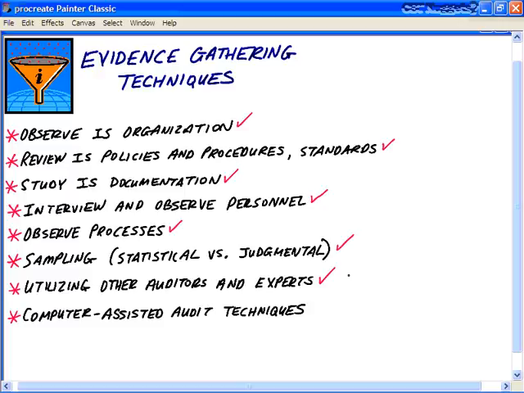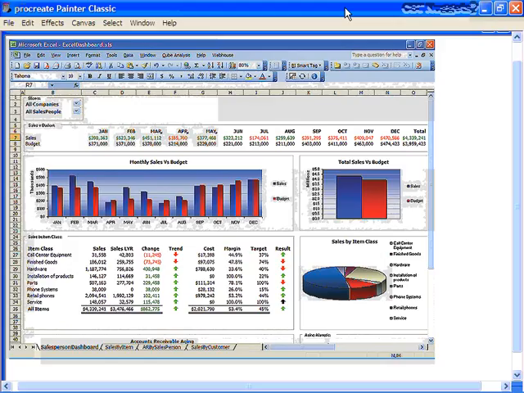And then finally, we want to look at computer-assisted audit techniques. This is cutting-edge, bleeding-edge technology to help us not only gather evidence, but conduct our audit. I'm going to give you an example here of doing a security audit on a Cisco perimeter router, and we're going to use a CAAT, a computer-assisted audit technique.